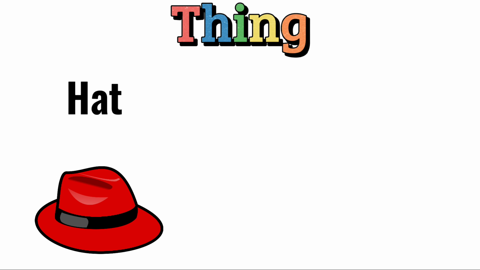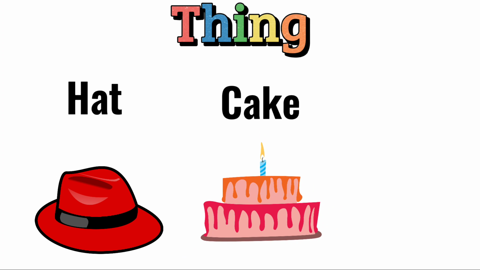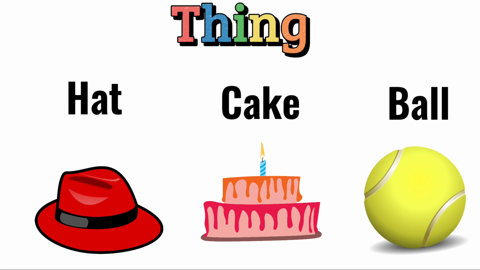Noun also represents things. Let's see some examples. Hat, cake, ball.